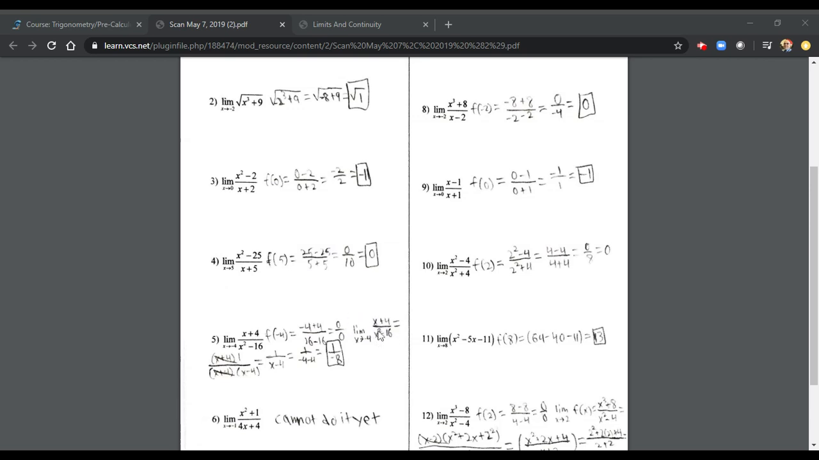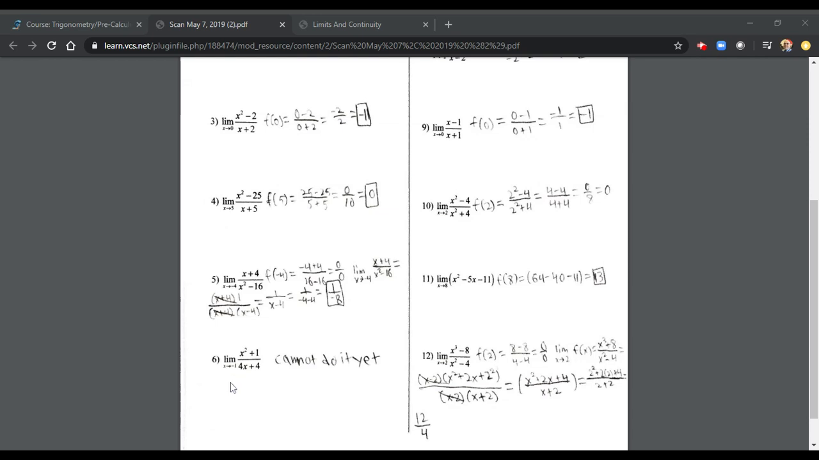I've got x plus 4 divided by x squared minus 16. I can write x squared minus 16 as x plus 4 times x minus 4, a difference of squares. The x plus 4's cancel out. I'm left with 1 over x minus 4. As x approaches -4, 1 over -4 minus 4 is -1/8. So just because we had an answer of 0 over 0, we can still find the limit.